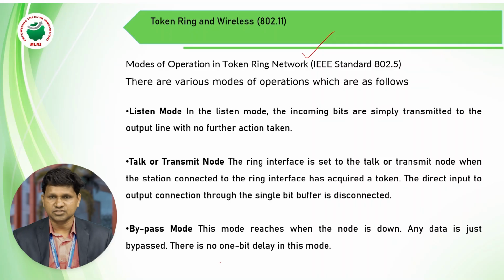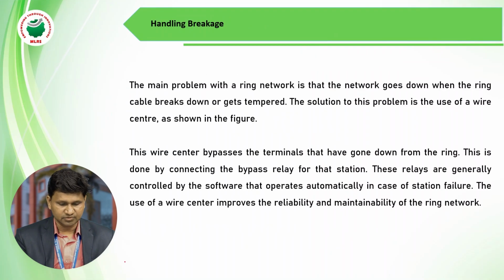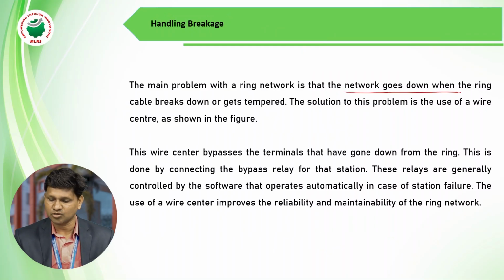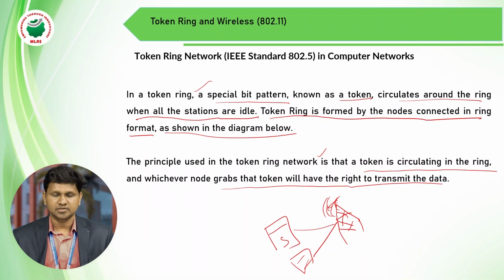Now see the modes of operation in a token ring network. There are various modes of operation, which are as follows: listen mode, talk or transmit mode, and bypass mode. The main problem with a ring network is that the network goes down when the ring cable breaks down or gets tampered with. While transmitting the data, breakage handling falls into two categories.